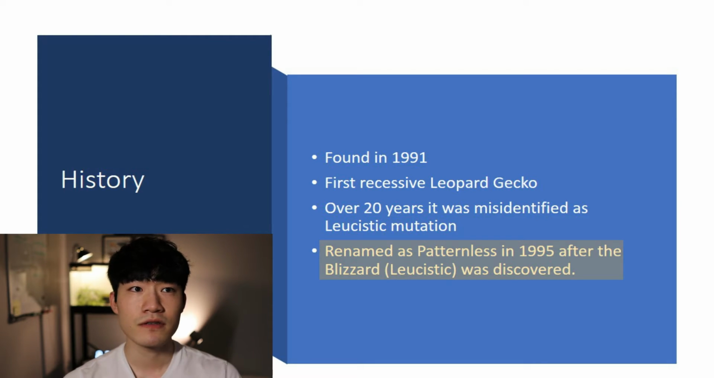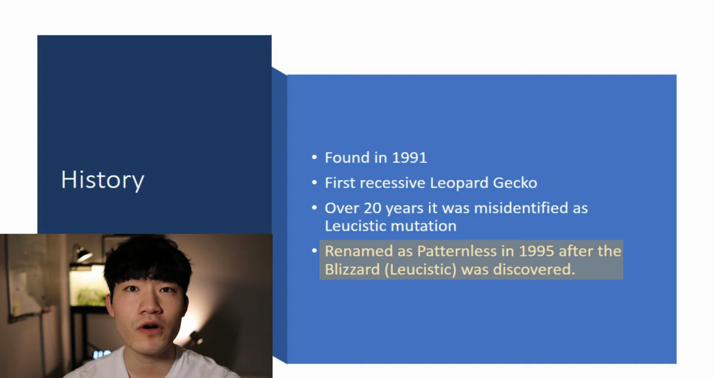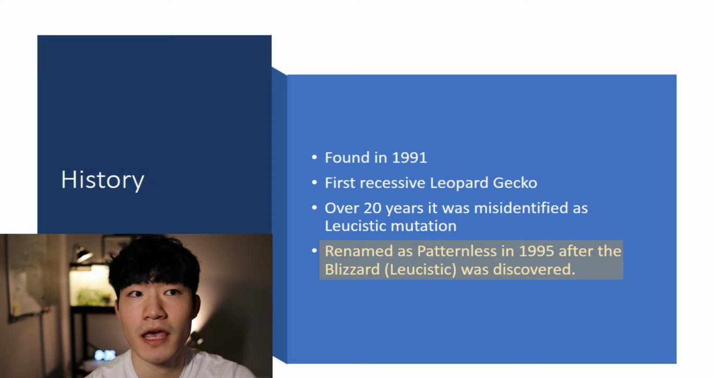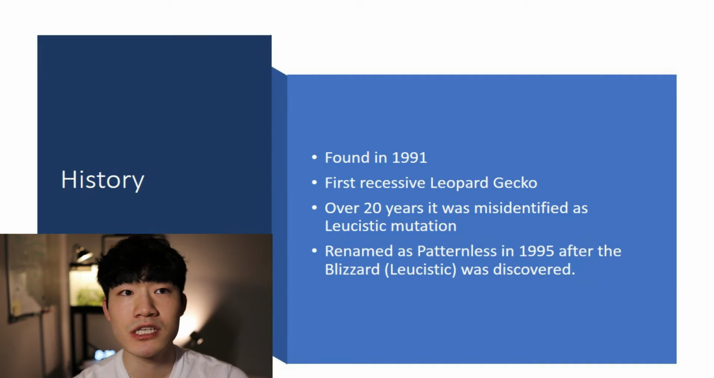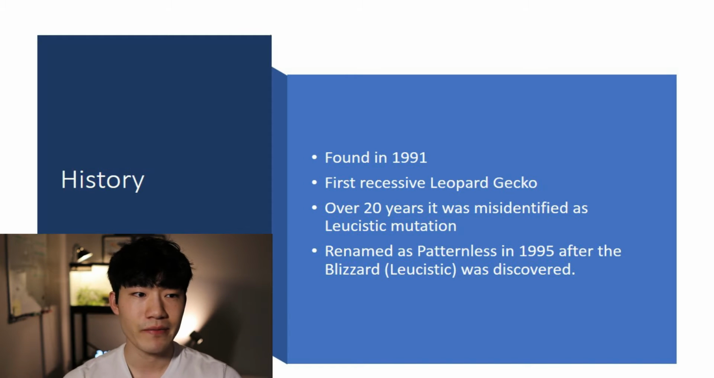But after 4 years, I'll say, it turned out this wasn't a leucistic after they found the Blizzard Leopard Gecko morph. So they renamed this morph to Patternless, and it became the Murphy Patternless. The leucistic will be the Blizzard, not the Murphy Patternless. But it's really hard to get that renamed, and people were not really getting a lot of good information through the internet back then, since there weren't really good tools or places to find this information. So it took over 20 years to get this information straight.